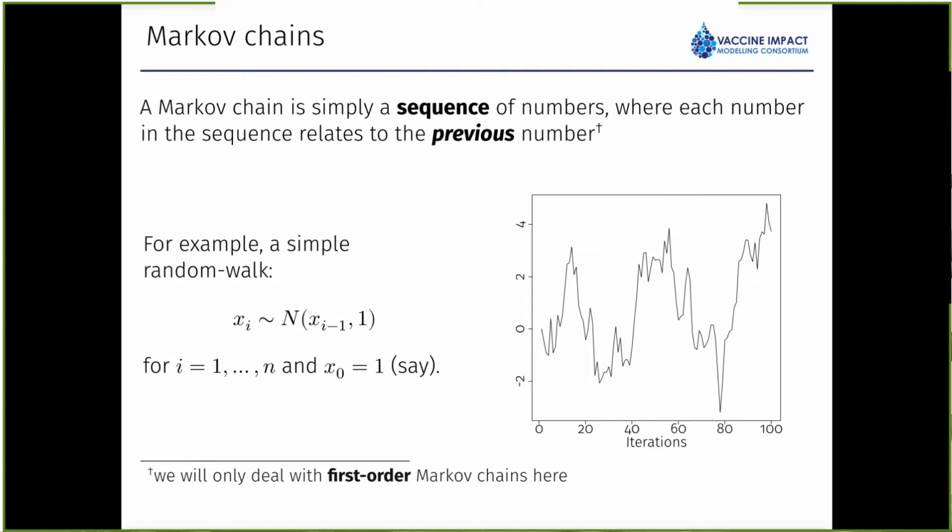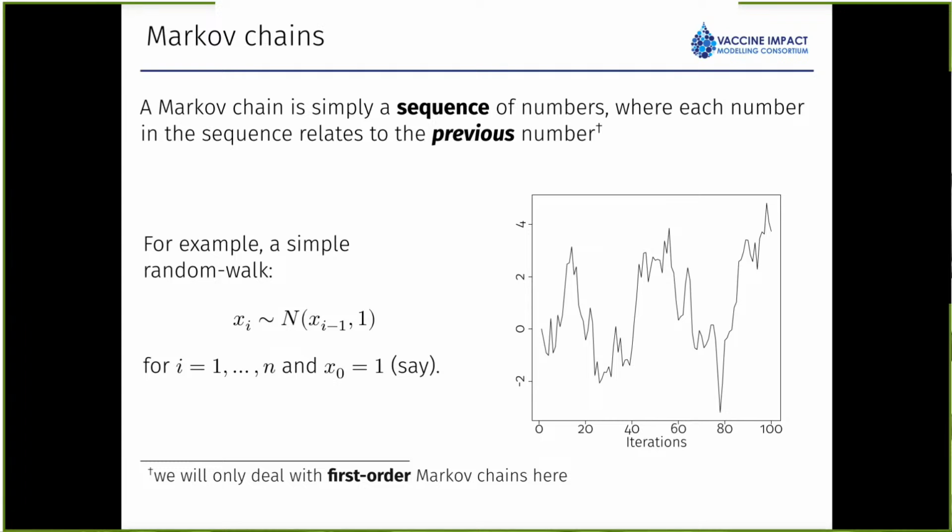So, for example, I could generate some value of x at some iteration i as a normally distributed random variable with a mean of the previous iteration and a variance of 1. Okay? So I take where I currently am and I add some noise. And then I move to that new sample. This is exactly an example of a Markov chain. It's known as Brownian motion, I believe.